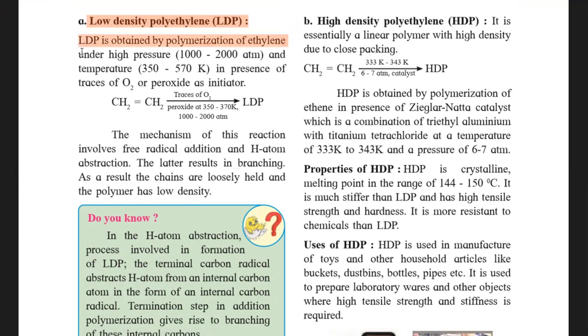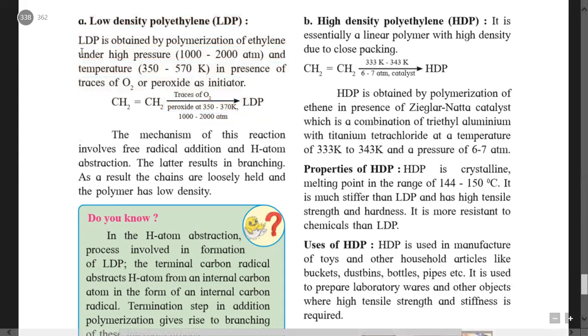It is obtained by polymerization of ethylene under high pressure, that is 1000 to 2000 atmosphere, and the temperature condition is 350 to 570 Kelvin, in the presence of traces of oxygen or peroxide as an initiator. The reaction is CH2=CH2, n times, with traces of O2 or peroxide at 350 to 370 Kelvin and 1000 to 2000 atmosphere gives LDP.